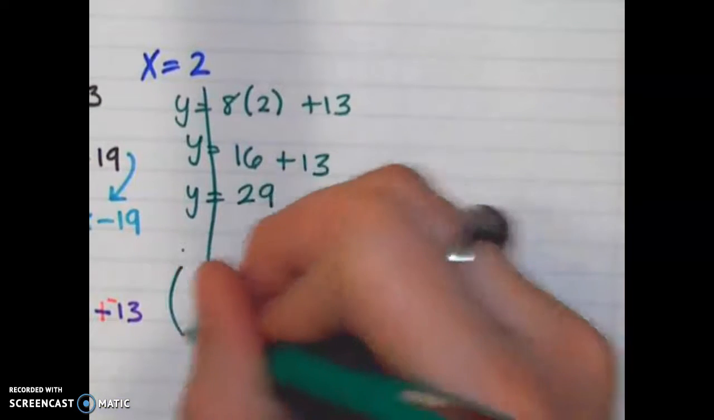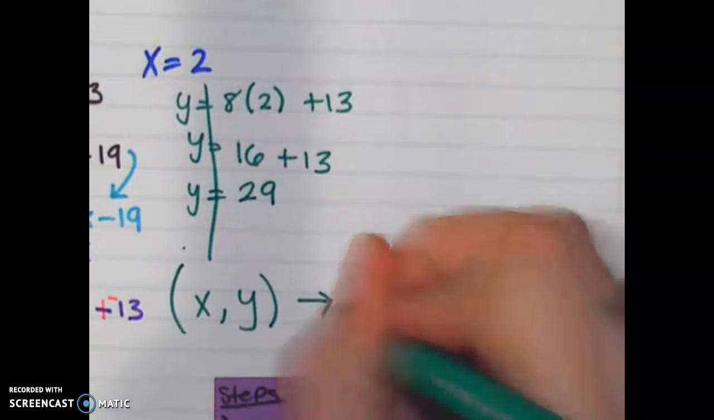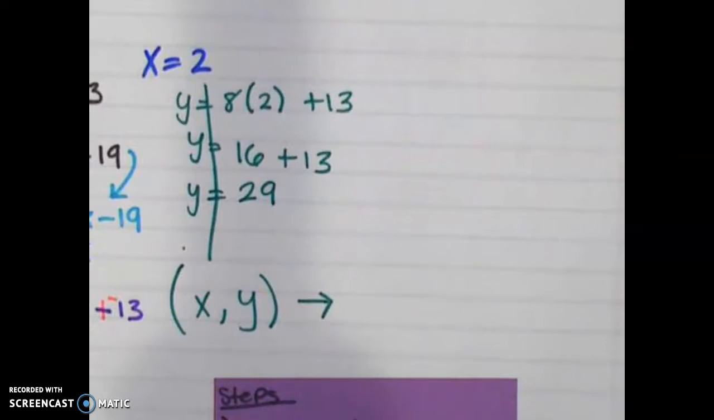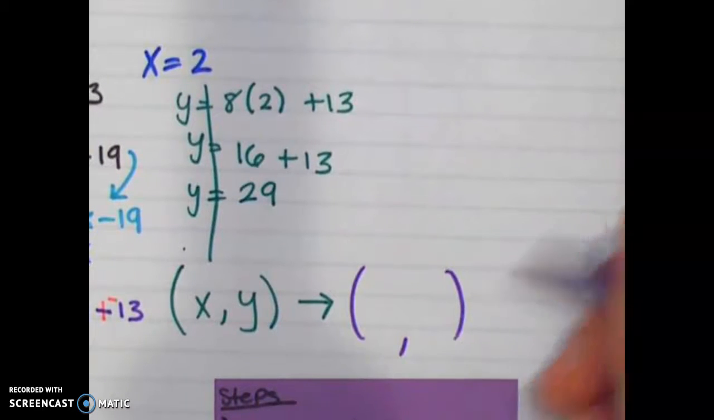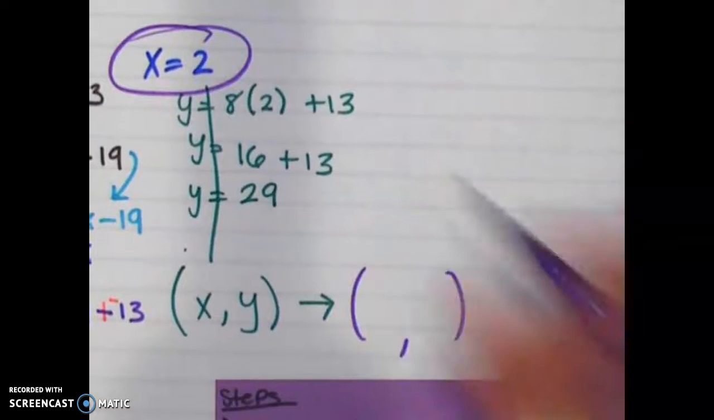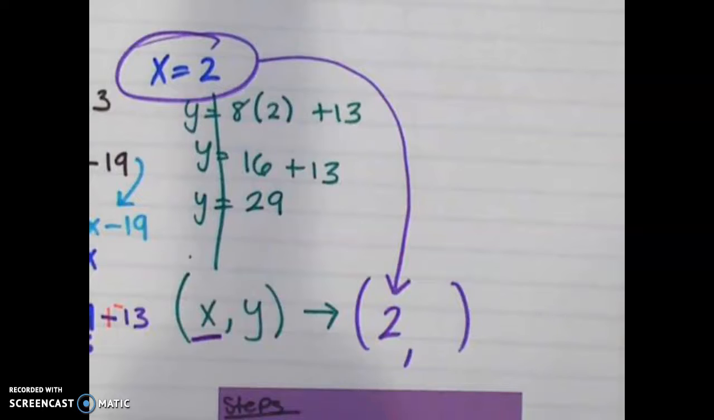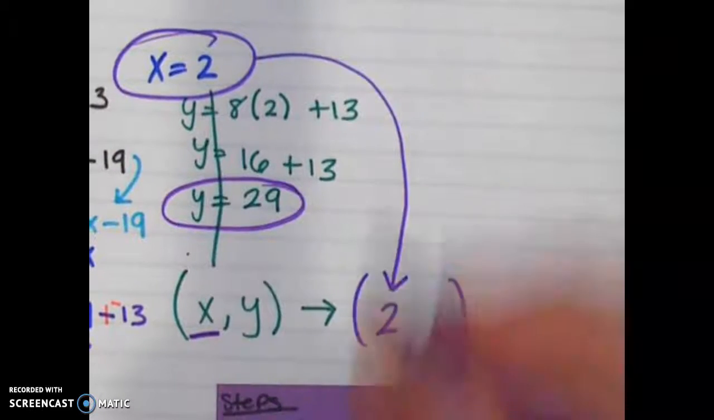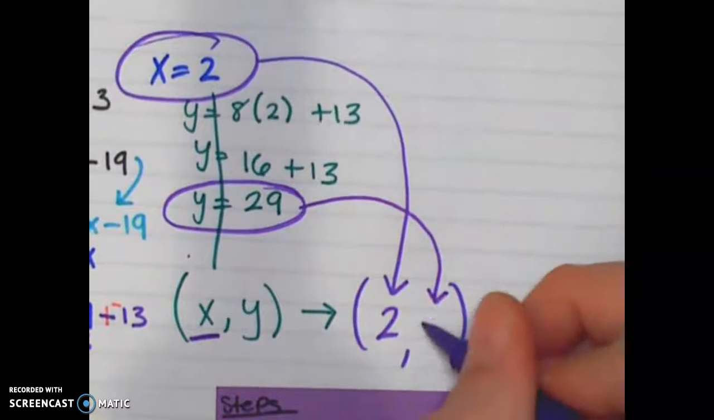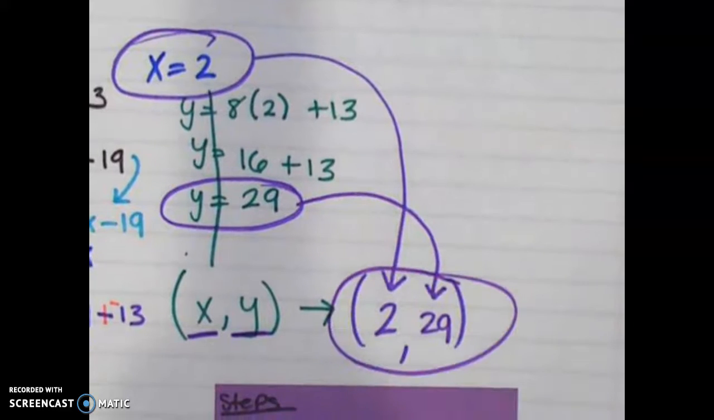Remember, ordered pairs look like this: x, comma, y. So let's rewrite them as an ordered pair. My x is, what did I figure out my x was? My x was 2, so I'm going to write 2 because that was my x. Then what's my y value? We figured that out right here. y is 29, so I'm going to insert that right here. So this is my final answer, and that's how you solve it algebraically.